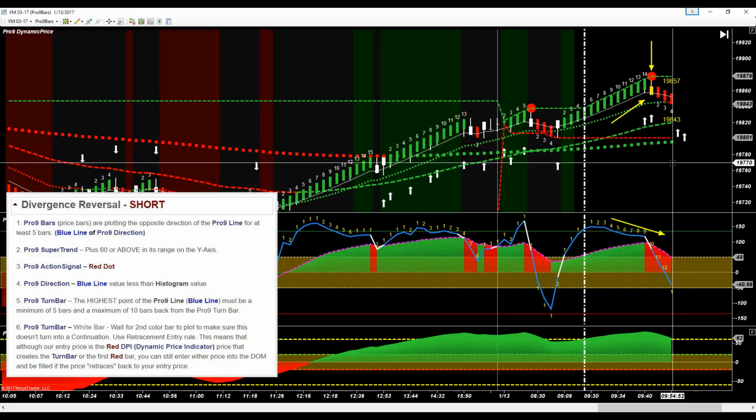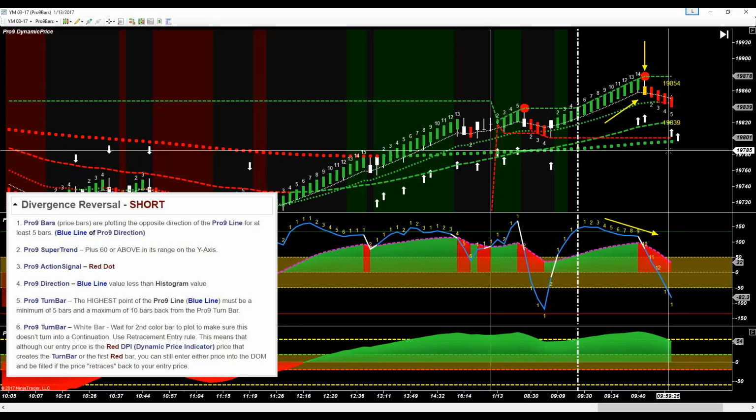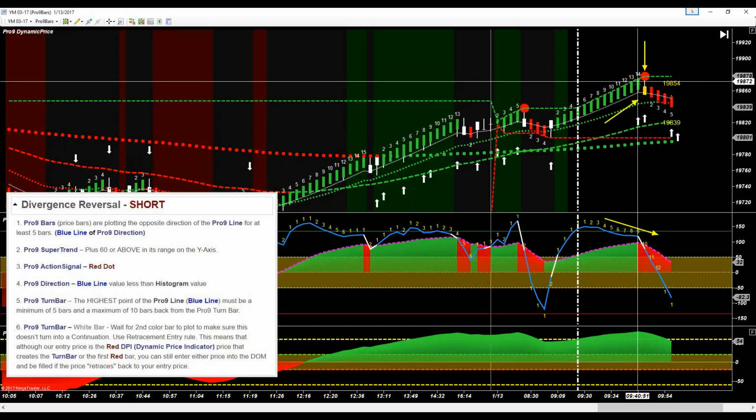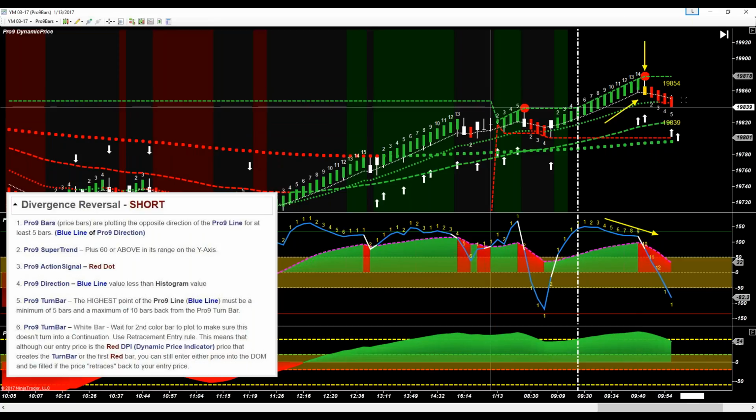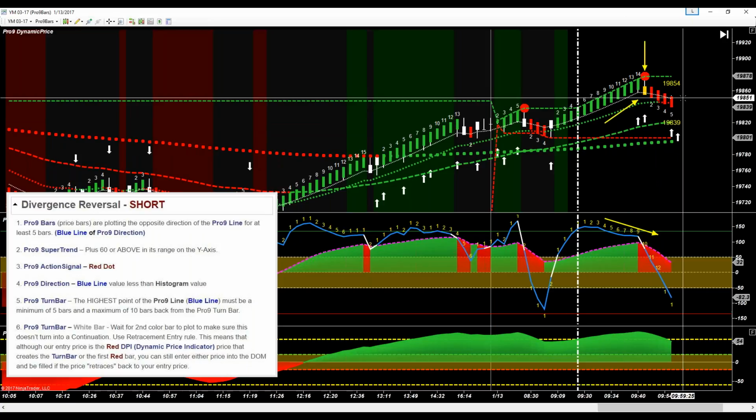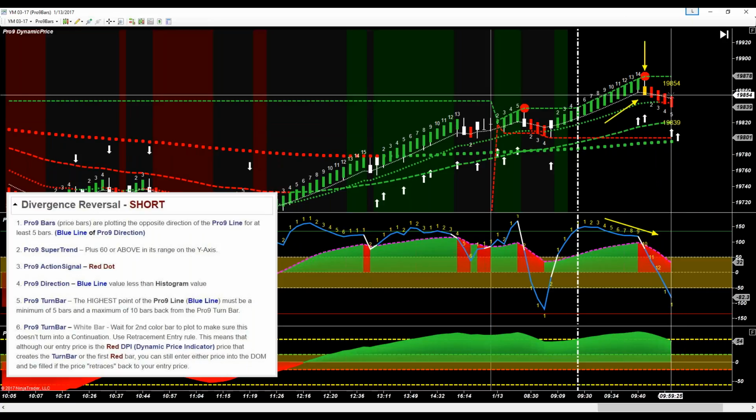And then in this particular case, this wick here would have stopped us out. It did just get up and touch our break-even stop. So that is going to happen sometimes.